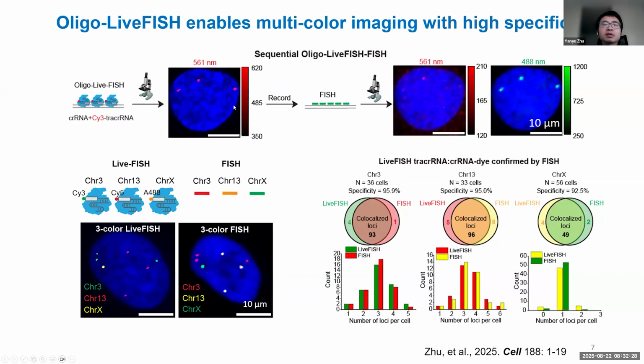Then we expand this to multicolor. We use 3-color FISH to confirm the 3-color live FISH, targeting 3 different chromosomes, and you can see there is very high specificity.